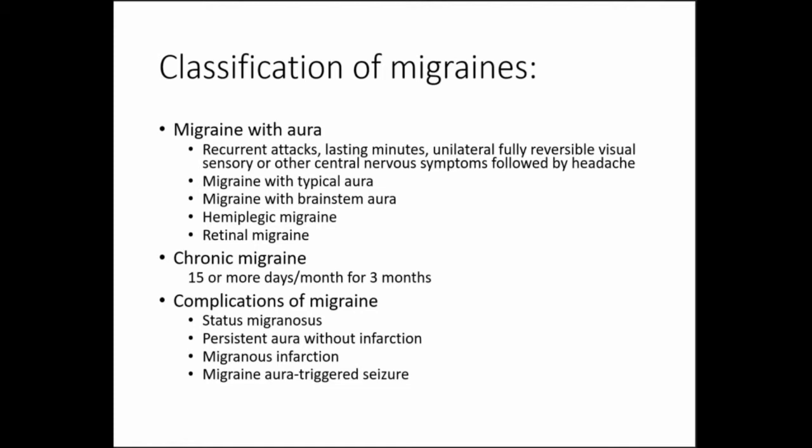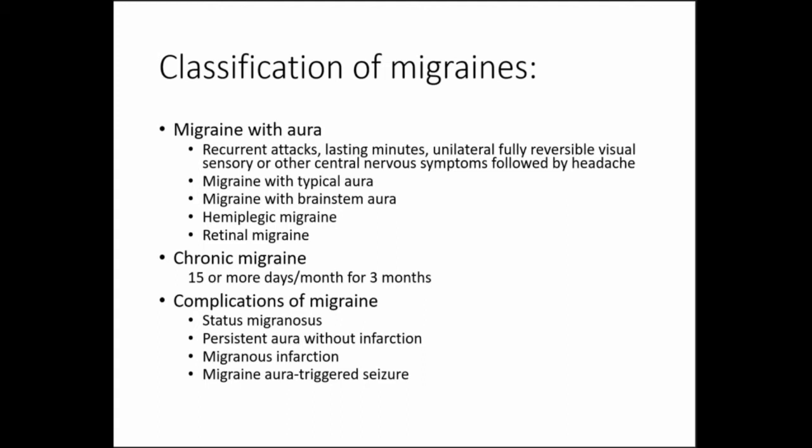it's seen as recurrent attacks which last several minutes. They're typically unilateral and fully reversible visual, sensory, or other central nervous system symptoms, which are then followed by a headache. A person would be classified as having chronic migraine if they have migraines on 15 or more days per month for at least 3 months.